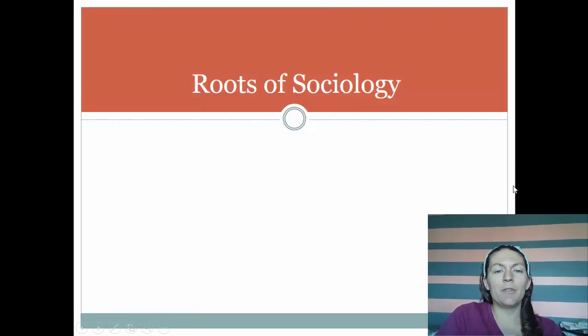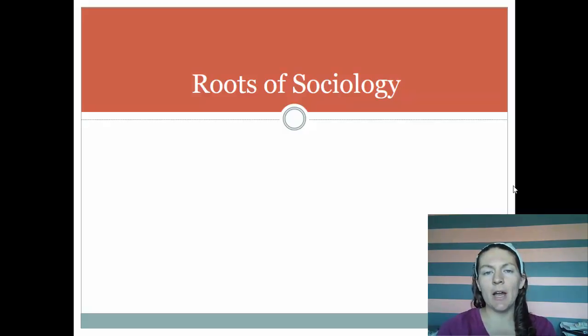So the roots of sociology, your textbook on page 18 describes as philosophers, theologians, economists, historians, journalists, who were all looking for a different way to study society. Sociology is going to come about in the late 1800s, right around the time of the Industrial Revolution. So a lot was changing in society very quickly, and these men and women felt there was a need to study society in a different way.